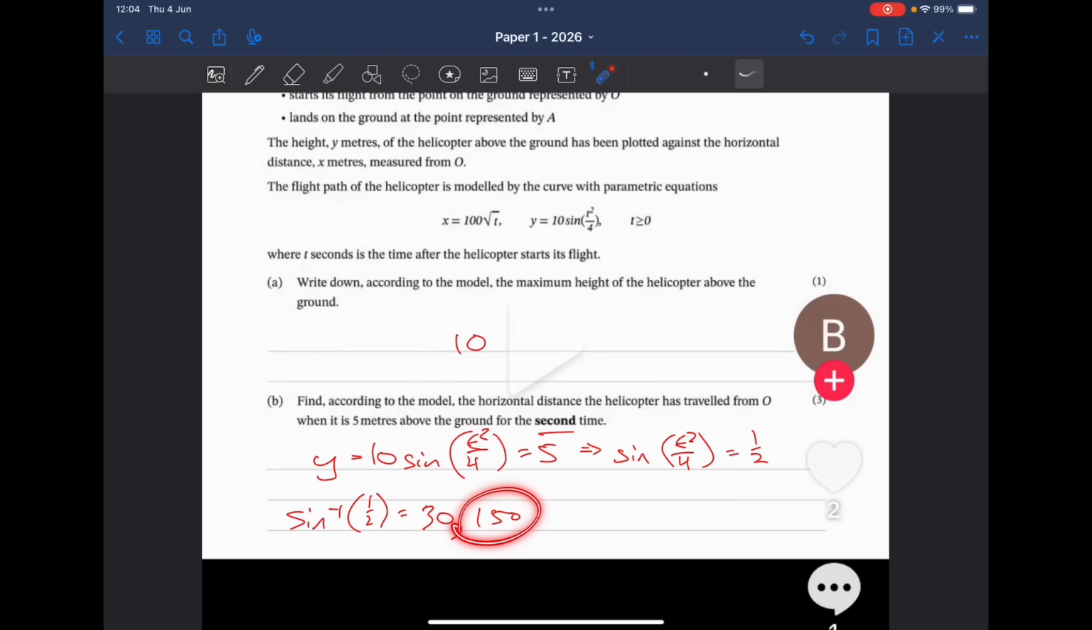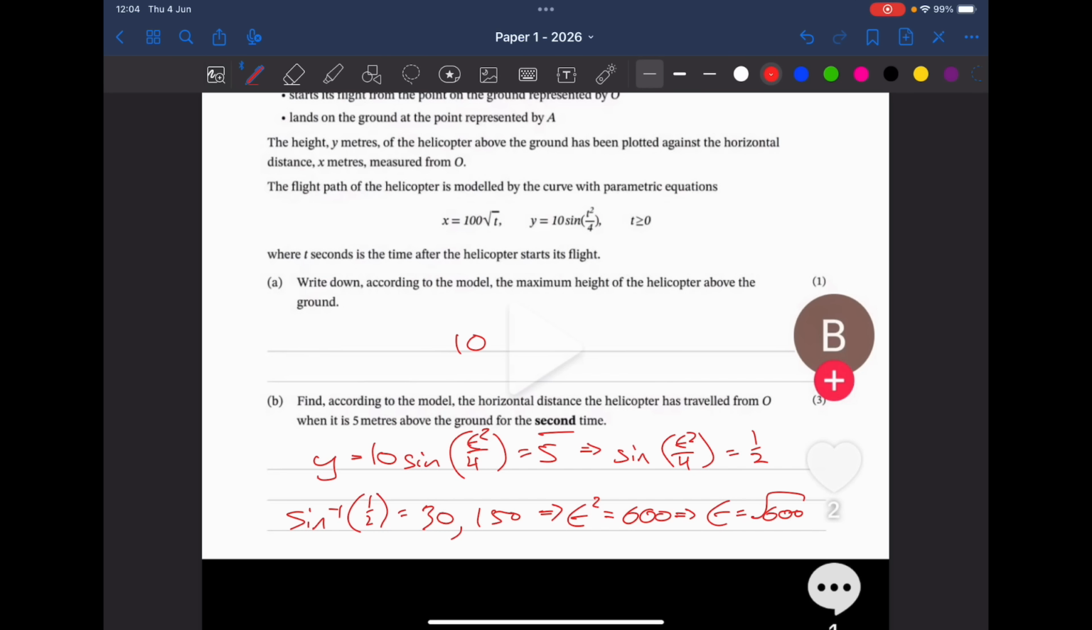So let's now work out the time. To do that, we need to set t squared on 4 equal to 150. So doing that, t squared will be 600, and therefore t is the root of 600. I think I just left it as this in my answer, but I did get decimals out.